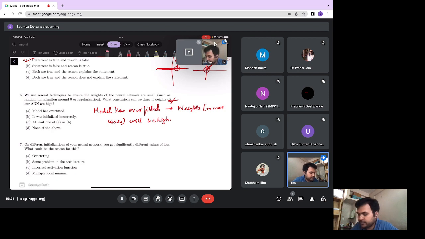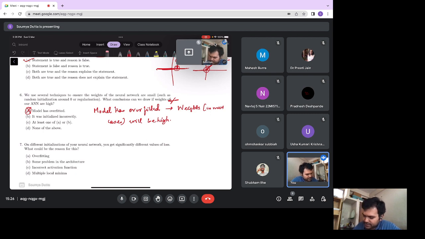There is a link between high weights and the model being overfitted, but you cannot always say that whenever your weights are high, your model has overfitted. Maybe your model has required those weights to be high, but it generalizes very well to the test set. Okay. So model as overfitted is something which you would feel is correct, but it is actually not, because high weights don't mean that your model is overfitted. However, when a model is overfitted, in most cases your weights would be high.